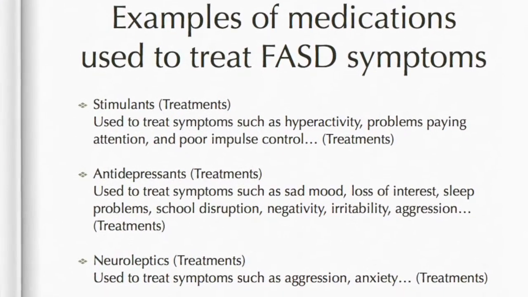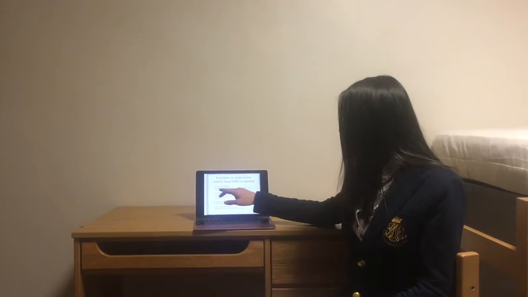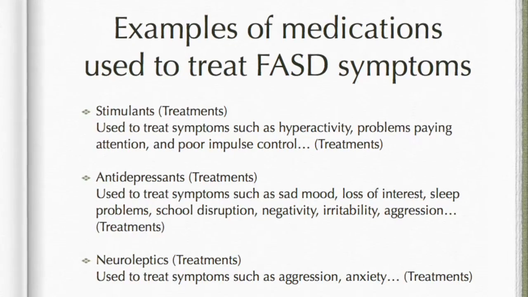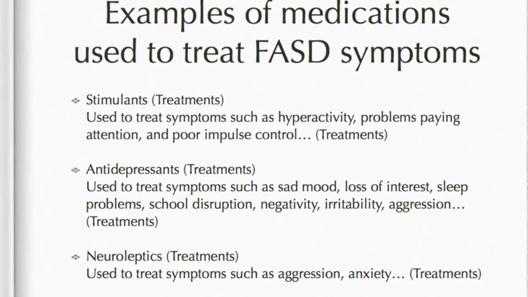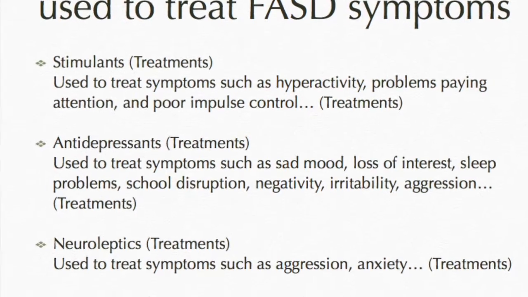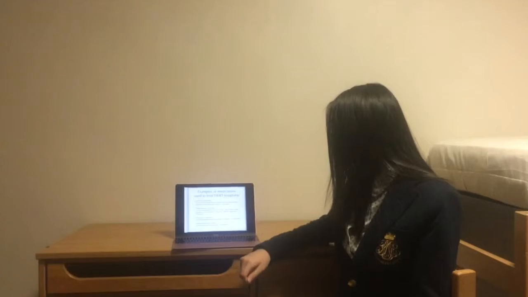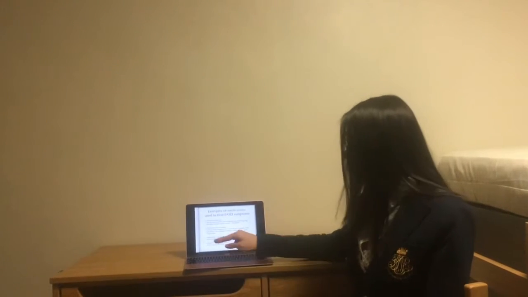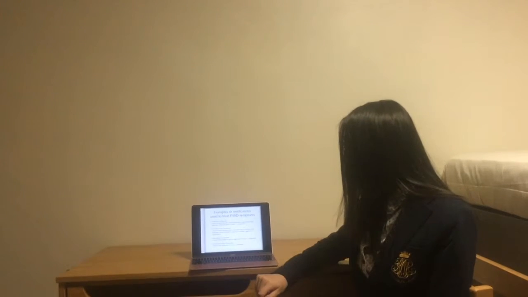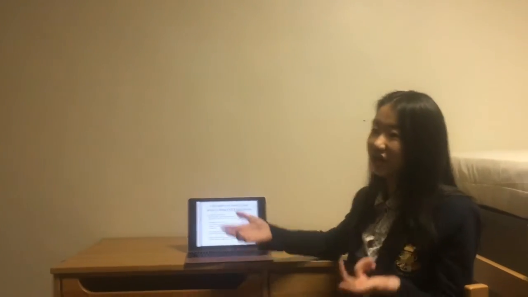So, stimulants are used to treat symptoms such as hyperactivity, problems paying attention, and poor impulse control. Antidepressants are used to treat symptoms such as sad mood, loss of interest, sleep problems, school disturbance, negative, irritable aggression. And neuroleptics, pronunciation issue, please ignore it, are used to treat symptoms such as aggression and anxiety. Anti-anxiety drugs are used to treat symptoms such as anxiety, just like their name.